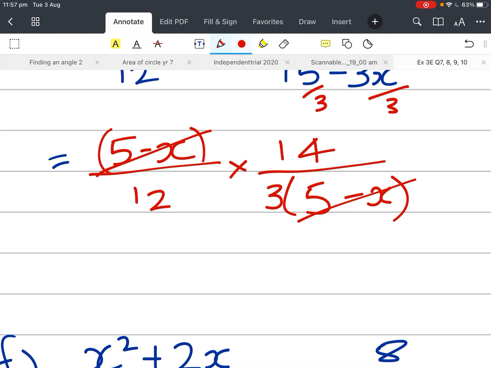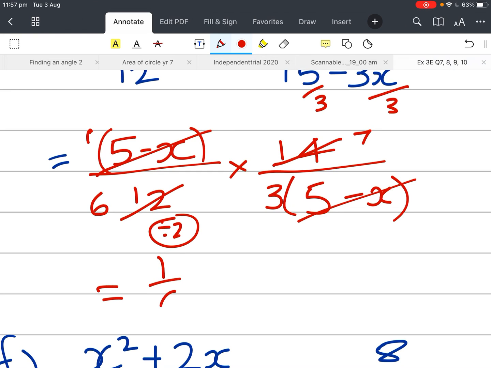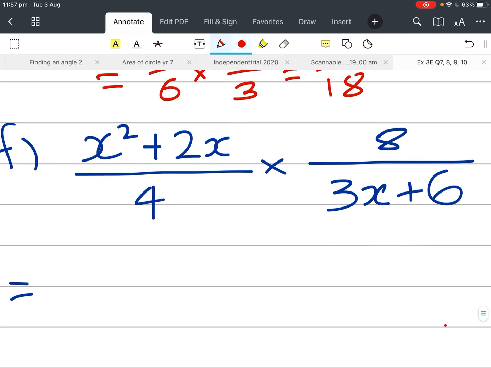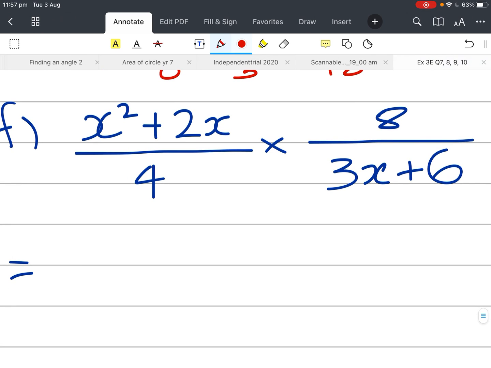Right, now, top and bottom, 3 doesn't go into 14, but 12 and 14, you can actually divide them by 2, can't you? So that's what I'm going to do. How many 2's in 12? Hopefully you said 6. How many 2's in 14? Hopefully you said 7. So my final answer is 1 over 6 times 7 over 3. Outside the brackets is a 3. Top times top, 7. 3 times 6, 18. All right, what about this one? Okay, x squared plus 2x. We can factorise that one. Take the x out.